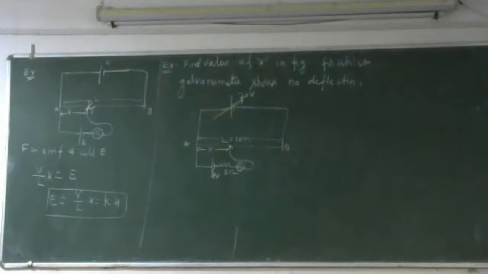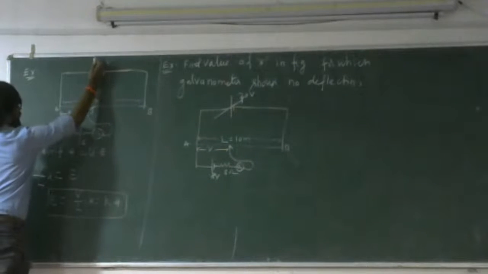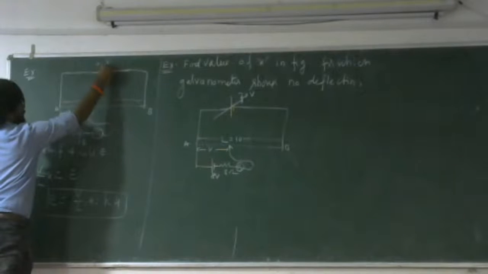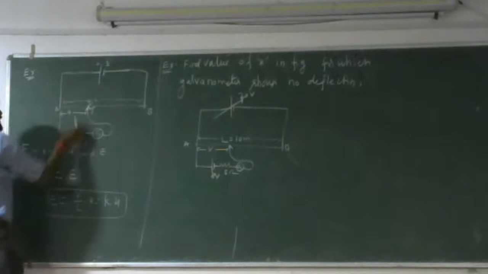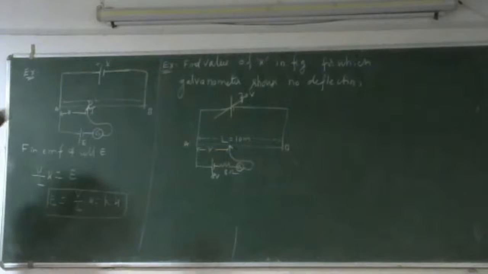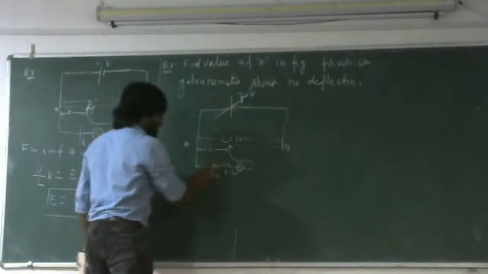What is the value of x for which the galvanometer shows zero deflection? Here, you have to remember the potential of this battery and this cell. The battery potential on the left side is higher potential, so this also should have higher potential. If this has lower potential, this also should have lower potential. That condition you have to follow always, remember, in case of potentiometers.